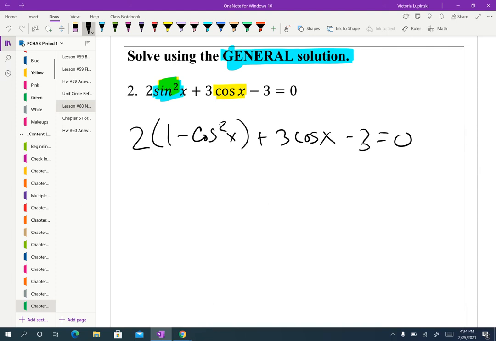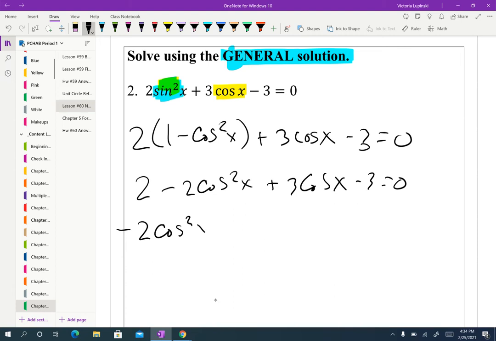So from here, I'm going to go ahead and distribute. So 2 minus 2 cosine squared plus 3 cos x minus 3 equals 0. I'm going to combine my like terms and put it in standard form. So negative 2 cosine squared plus 3 cosine of x minus 1 equals 0.